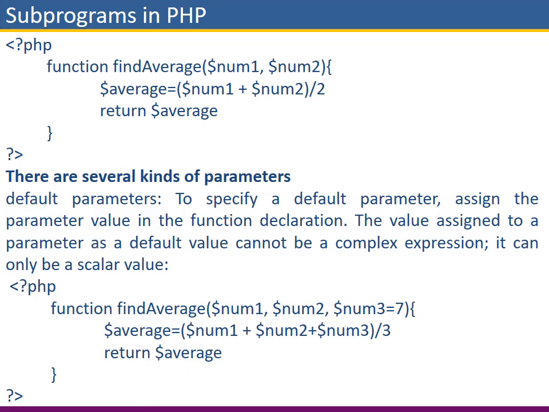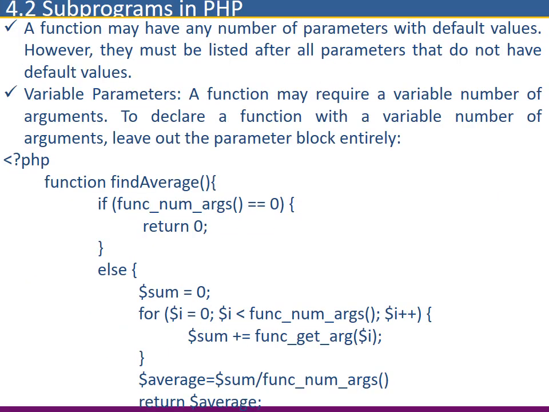So to another one, we have a function. A function may have any number of parameters with a default value, which we can see in the last example I explained. However, they must be listed after all parameters that do not have a default value. So you list all the parameters, the ones that have a default value after the ones that do not. That is how a function is written in PHP.